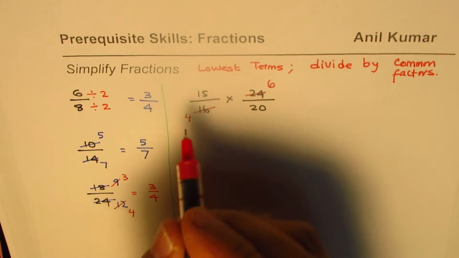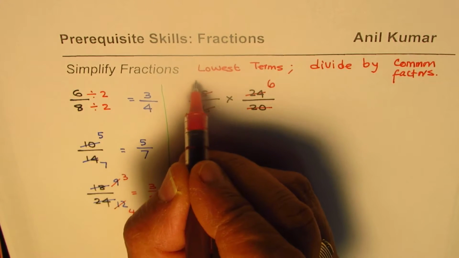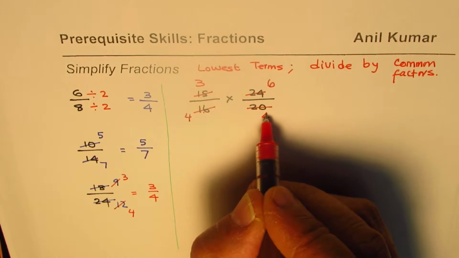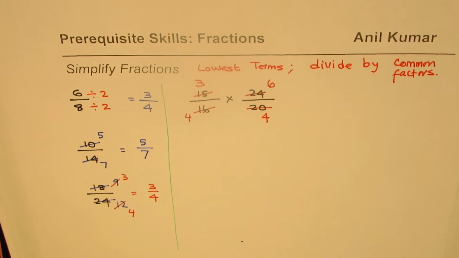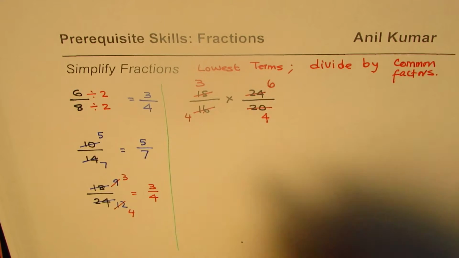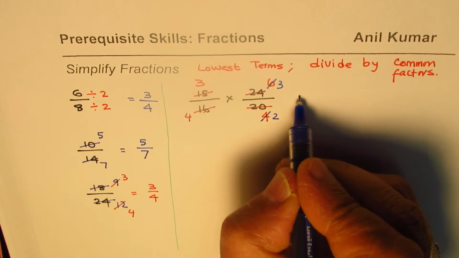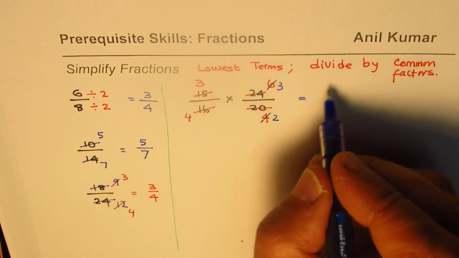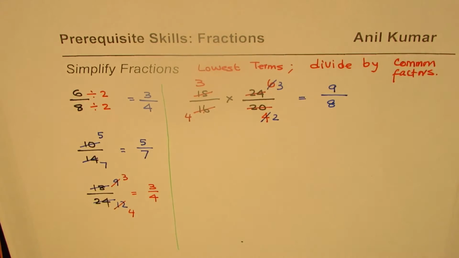Now, 15 and 20 have common factors of 5. So we could divide both by 5. 5 times 3 is 15, 5 times 4 is 20. Still, 6 and 4 could be reduced. We can divide 6 and 4 both by 2. So we get 3 here and 2 there. Now we can multiply the numerators, which is 3 times 3, 9, and 4 times 2 as 8. So 9 over 8 becomes a fraction in the simplified form. You get an idea, right?